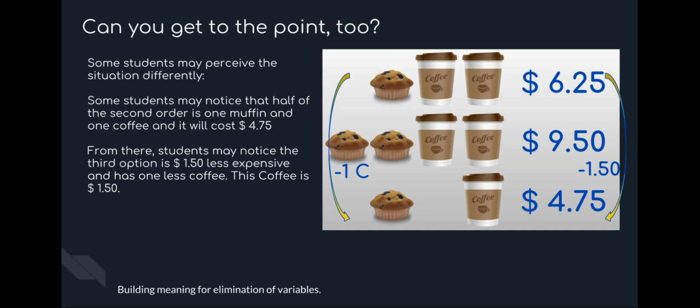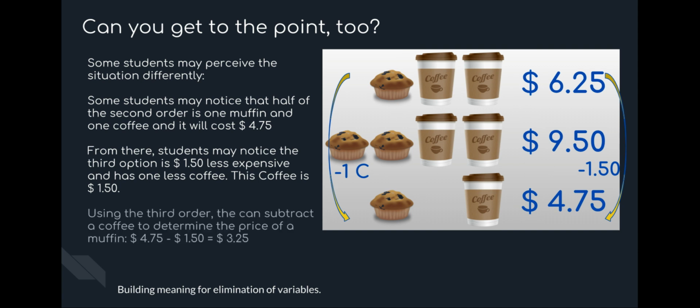From there, students may notice the third option is $1.50 less expensive and has 1 less coffee. So the coffee is $1.50. Using the third order, they can subtract a coffee to determine the price of a muffin. $4.75 minus $1.50 is $3.25.